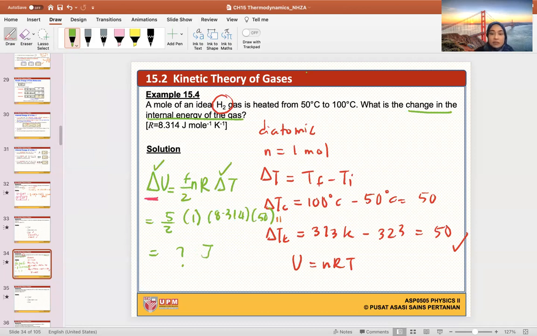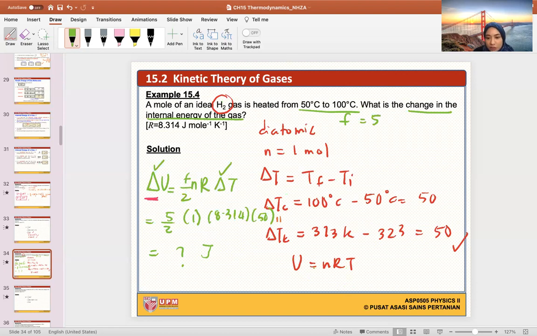So again, I'm going to repeat myself. This is H2. It means that two atoms make up a molecule. So it's a diatomic gas. So the degrees of freedom is F equals to 5 because it's diatomic. If it's monatomic, the F is equal to 3. The gas is heated from 50 to 100, which means that the delta T is equal to 50. And I told you the delta T in Celsius will be equal to the delta T in Kelvin.